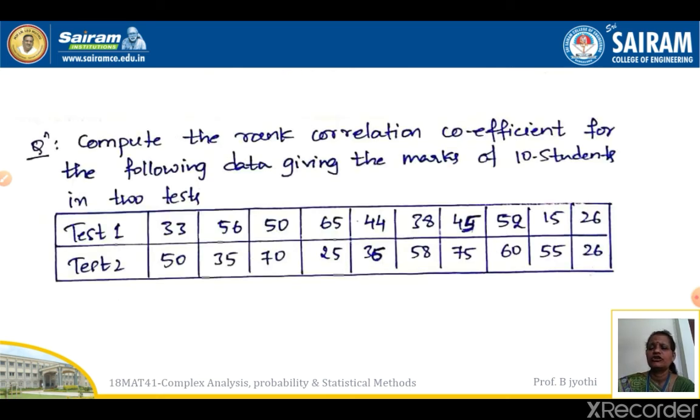Next question. Compute the rank correlation coefficient for the following data, giving the marks of 10 students in 2 tests, Test 1 and Test 2. Test 1 is given by 33, 56, 50, 65, 44, 38, 45, 52, 15 and 26. Whereas for Test 2, 50, 35, 70, 25, 36, 58, 75, 60, 55 and 26.